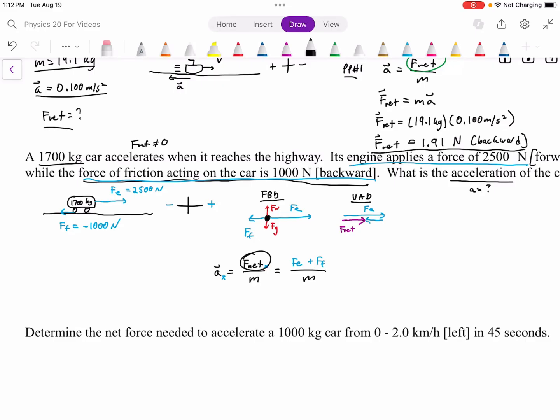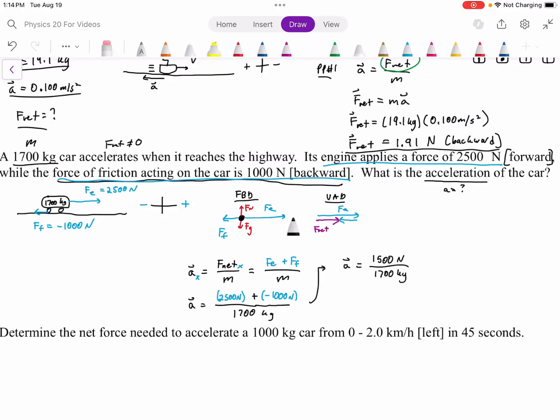That's it. F net x is the sum of all forces in the x-axis. The net force is the sum of all forces. So we just need to add these two forces. Well, the engine is 2,500 newtons forward, and the force of friction is 1,000 newtons backwards. So I'm going to put that in as negative 1,000 newtons, and then we divide by the mass of the car, which is 1,700 kilograms. So that gives us this, right?